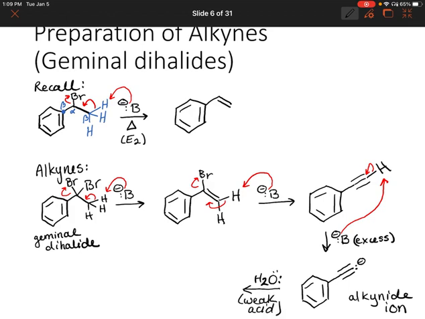All right, so that lone pair on the alkynide ion is going to come in. It's going to grab a hydrogen from water. And then, of course, electrons will be left behind on the oxygen. And we end up forming our final product, the alkyne.